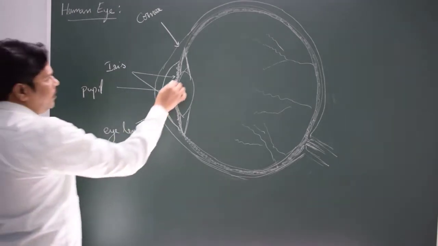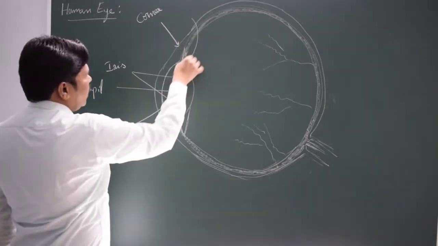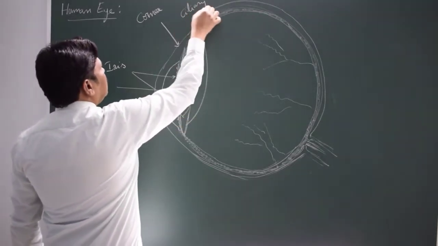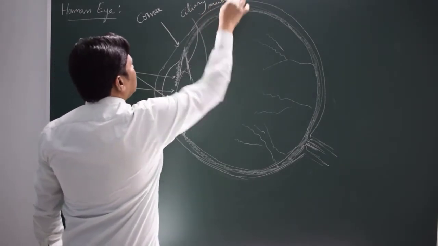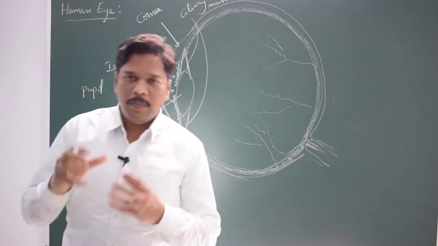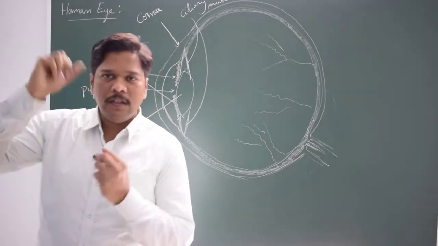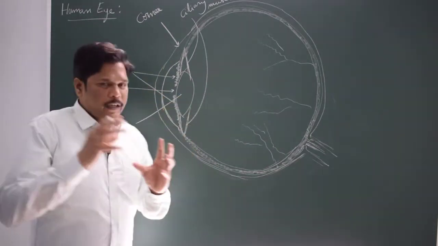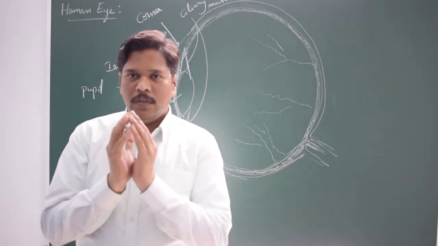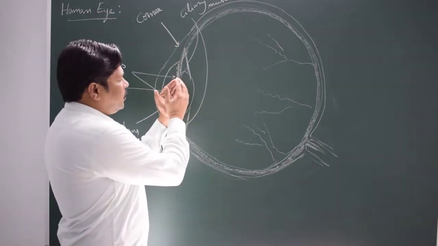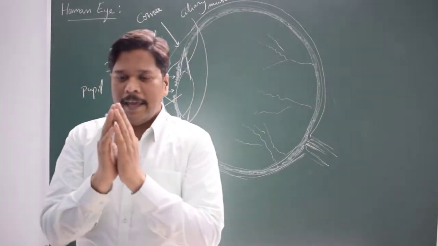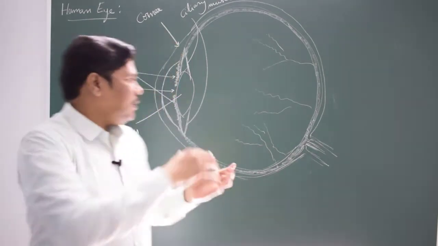which is held by two muscles. So this one and this one, these muscles are called ciliary muscles. The ciliary muscles hold the eye lens in position and are responsible for changing the focal length of the eye lens. The eye lens is a jelly type of protein and is convex in shape. The focal length of the eye can be controlled with the help of ciliary muscles.